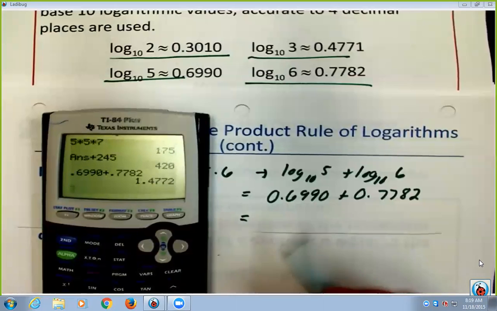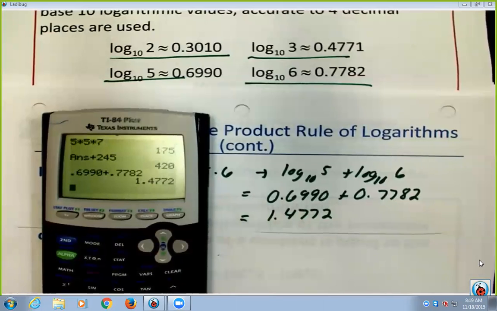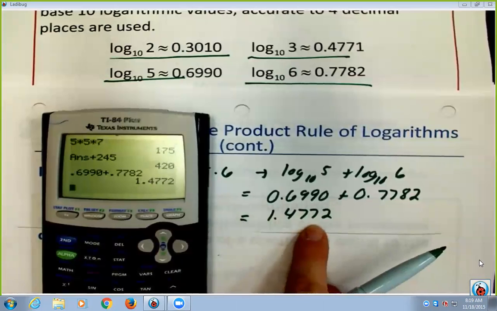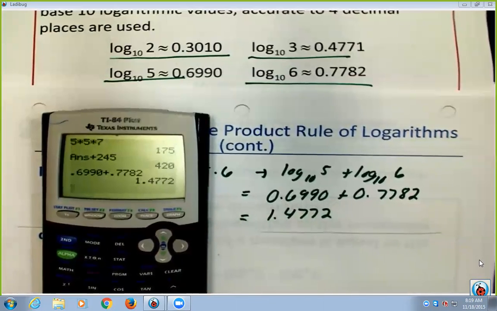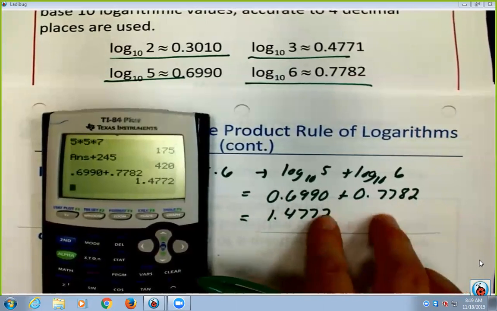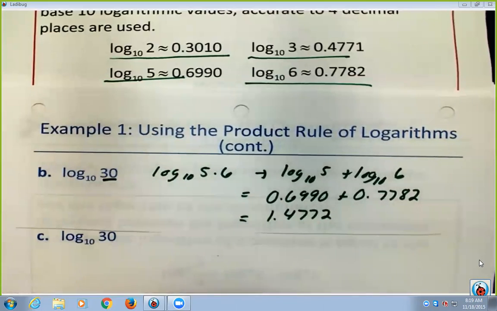And I get 1.4772. So that becomes my solution, all right? So that's what I would put in for my answer if I were going to do this with logs. Now, not all of these in this whole section do you do this with. We don't always break them apart. It's just some of them they give you examples of what they would end up equaling.